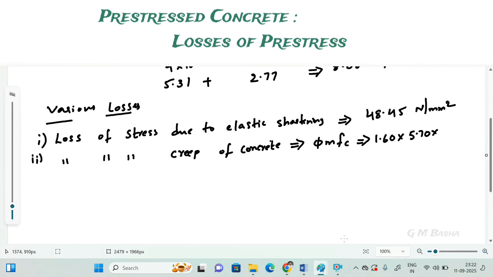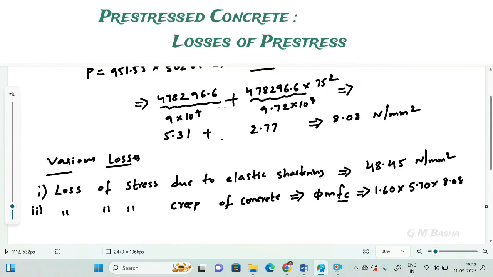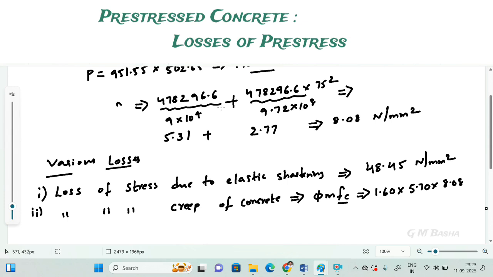M equal to 5.70. Again, what is this fc value? fc will be equal to 8.08. So what is this one? Actual stress. This fc will be equal to, see here, this actual stress value. So you please remember this fc will be equal to actual stress. Once you simplify, how much you will get? That is 73.69 Newton per mm square.